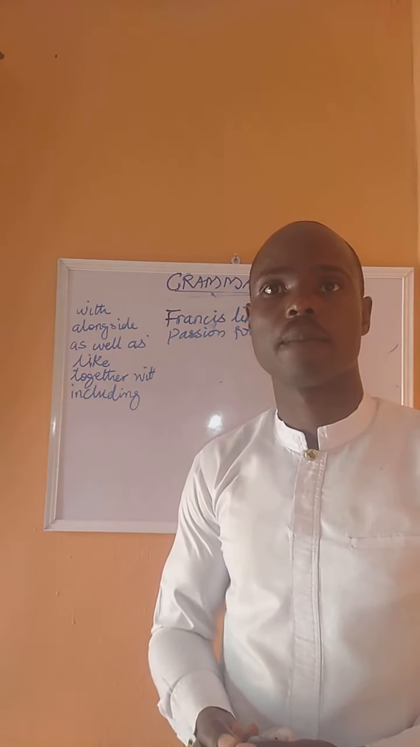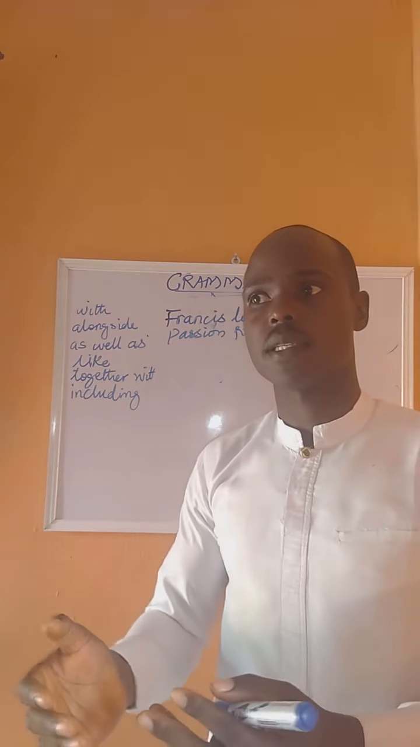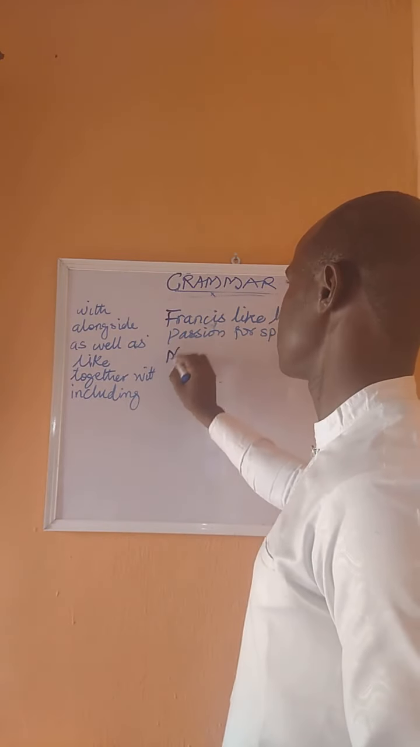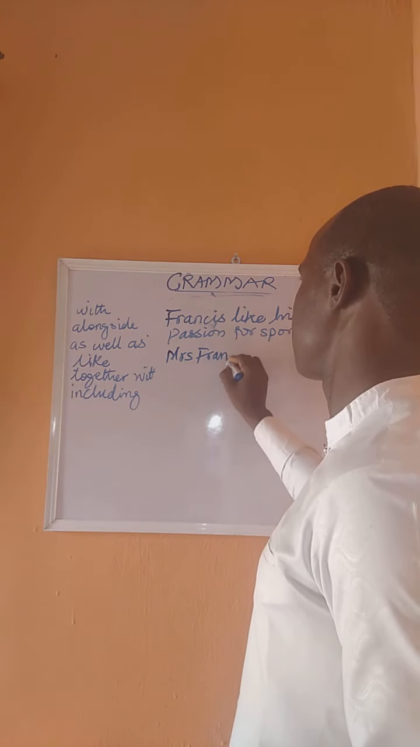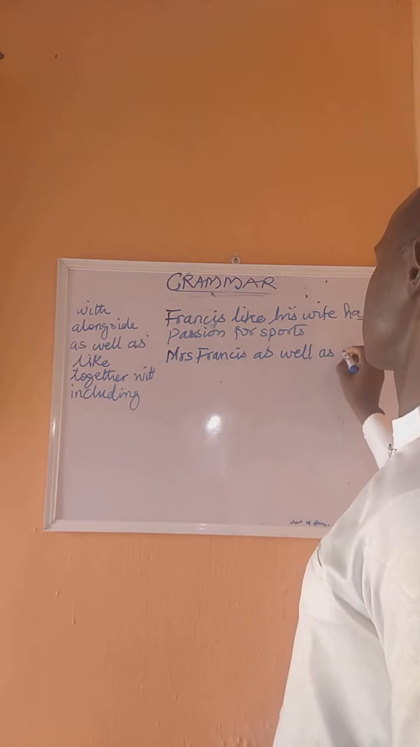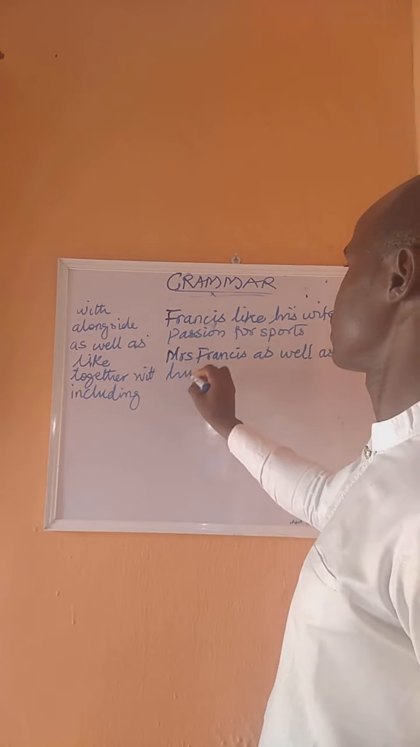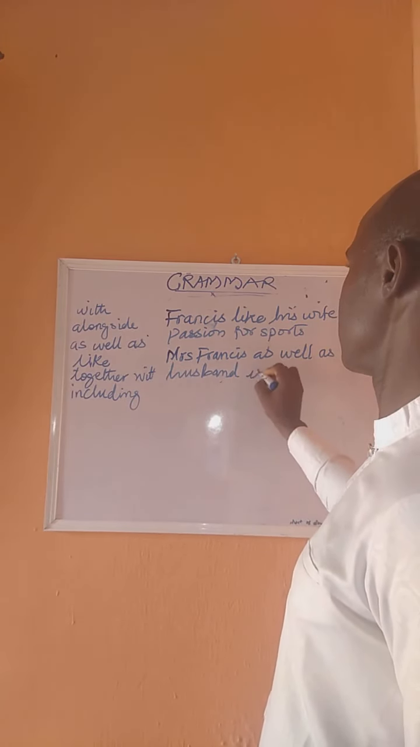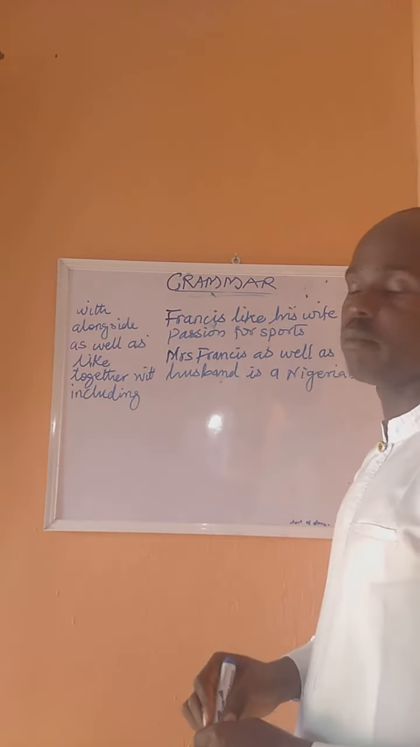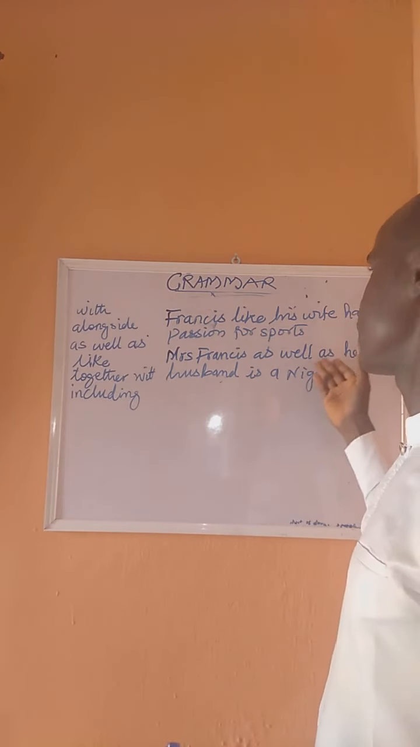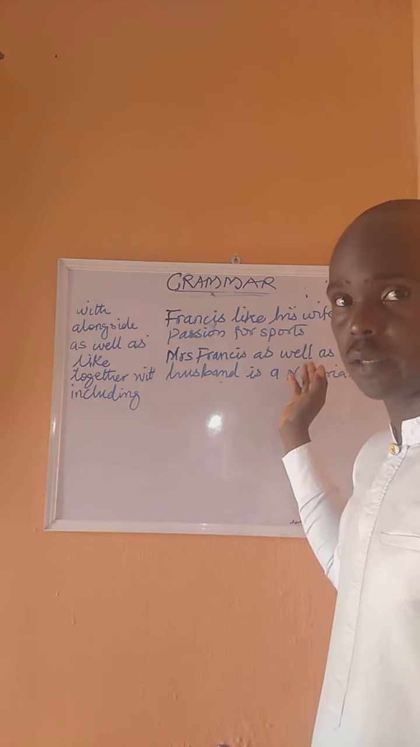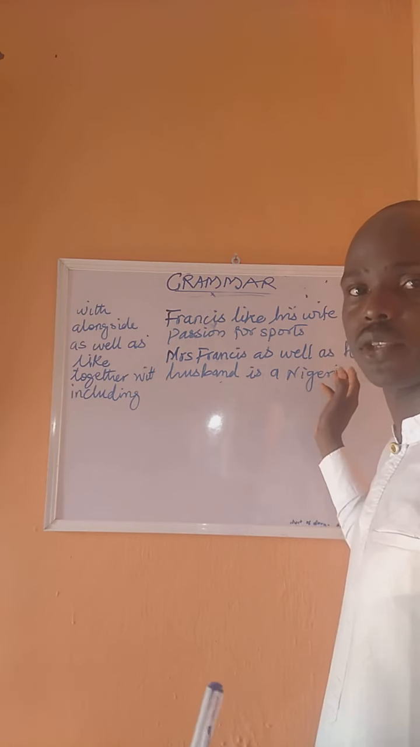We could say, Mrs. Francis, as well as her husband, is a Nigerian. Here you see that Mrs. Francis determines the verb we choose. As well as does not make her husband link up with her to become plural. Of course, this is just additional information. The introduction of her husband is just additional information.